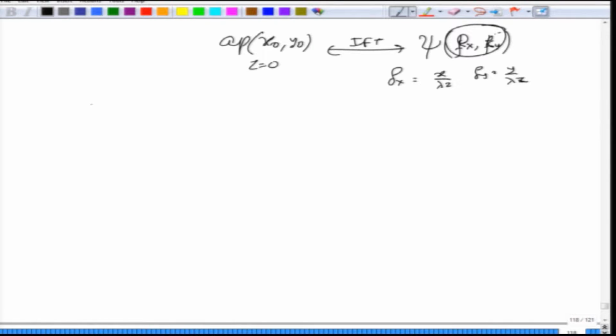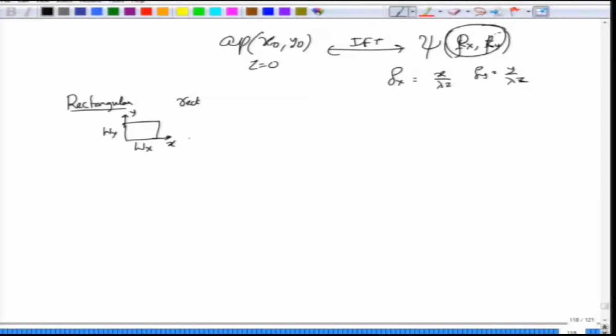Now, let us look at two important cases. Okay. First, I am going to consider a rectangular aperture. Okay. So, I will assume that the aperture has a width of w x along the x direction and w y along the y direction. So, this is y, this is x. So, this is like taking a cardboard and cutting a rectangle out of it. The rectangle is defined by the dimensions w x and w y along the x and y directions, and we want to understand what is the inverse Fourier transform of this.